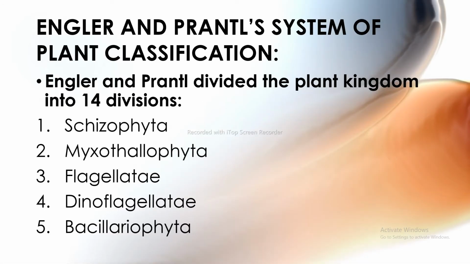Engler and Prantl system of plant classification. Engler and Prantl divided the plant kingdom into 14 divisions. So the first division is the Schizophyta. Next is the Mixothalophyta. Next is Flagellatae. Next is Dinoflagellatae. Next is Bacillariophyta.